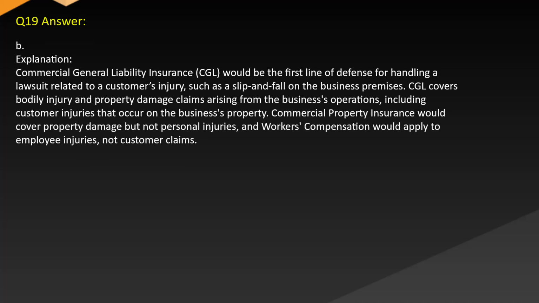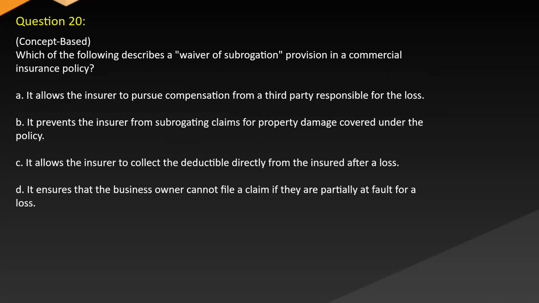B. Explanation. Commercial general liability insurance (CGL) would be the first line of defense for handling a lawsuit related to a customer's injury, such as a slip and fall on the business premises. CGL covers bodily injury and property damage claims arising from the business's operations, including customer injuries that occur on the business's property. Commercial property insurance would cover property damage but not personal injuries, and workers' compensation would apply to employee injuries, not customer claims.